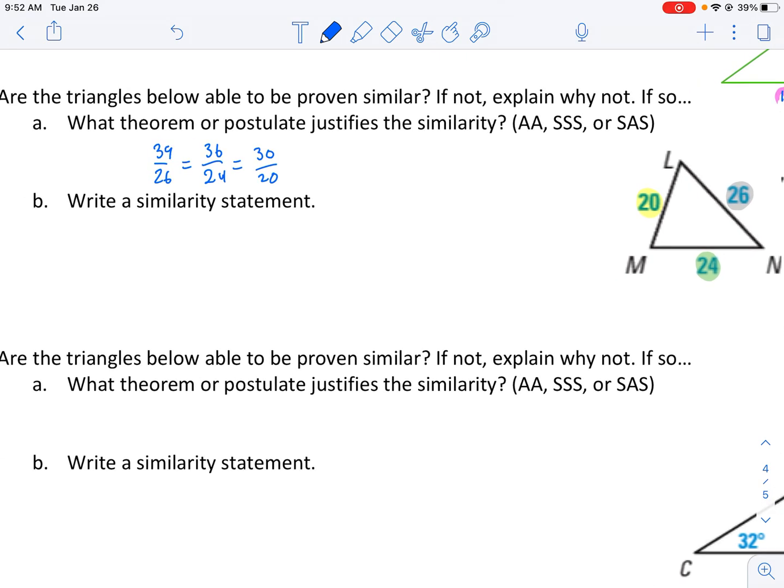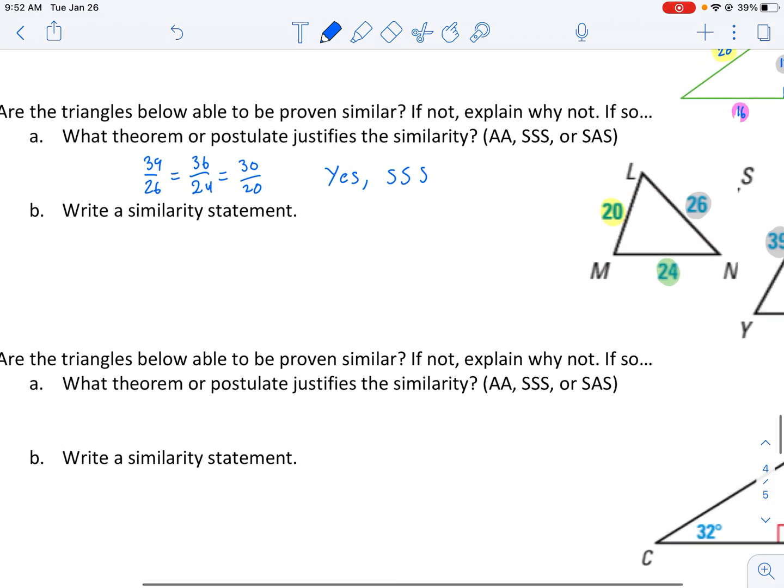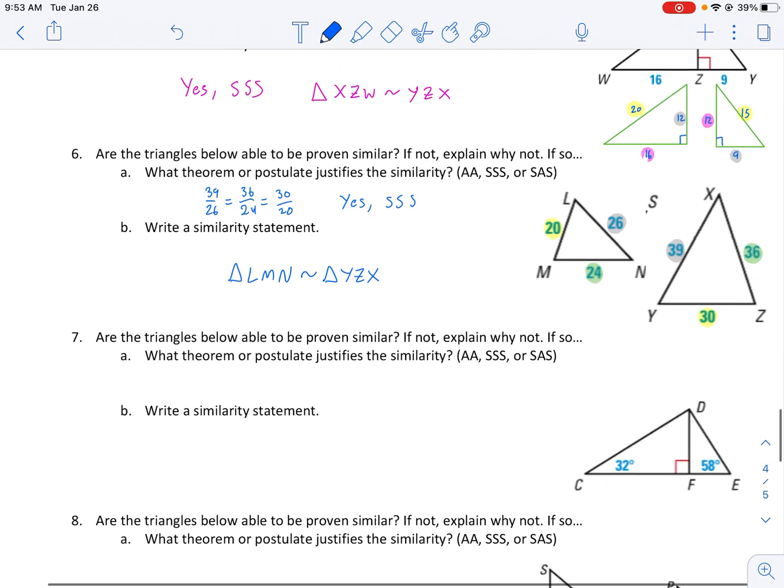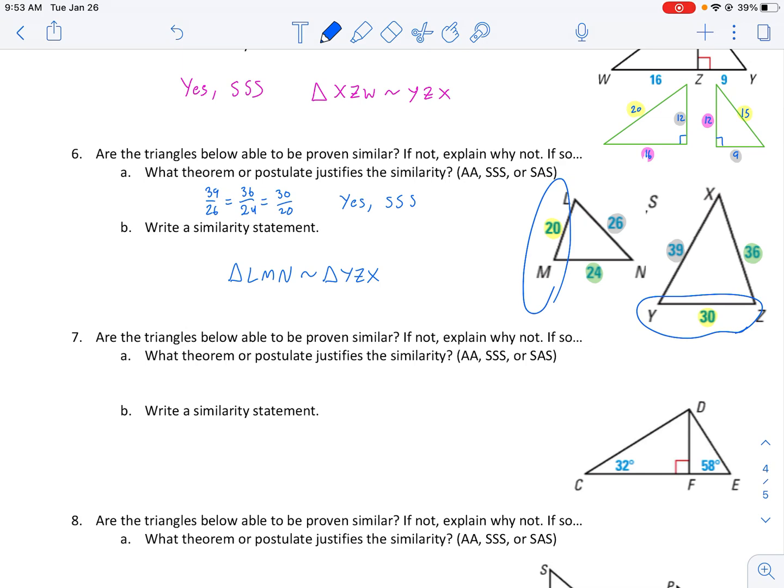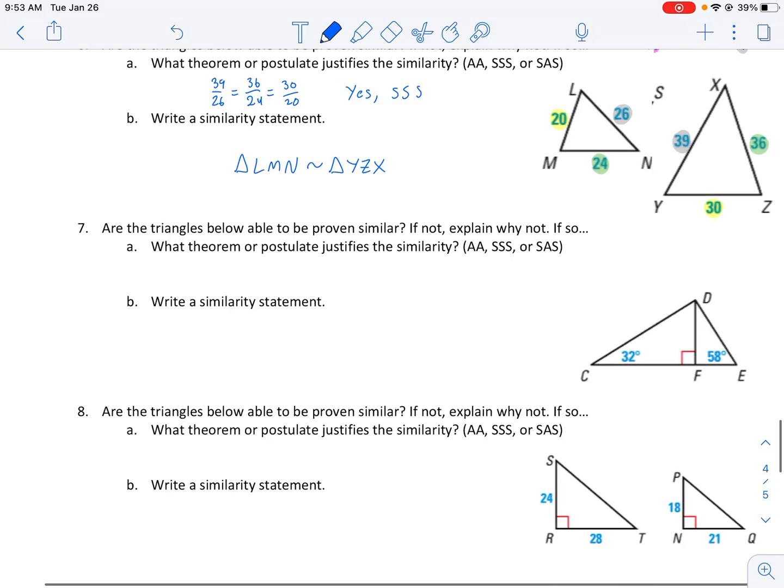So they are, in fact, similar. So yes, this is SSS. We used all 3 sides. And so our similarity statement here would be triangle LMN is similar to triangle YZX. So I wrote LM first, which corresponds to YZ. So that's why the similarity statement is like that.